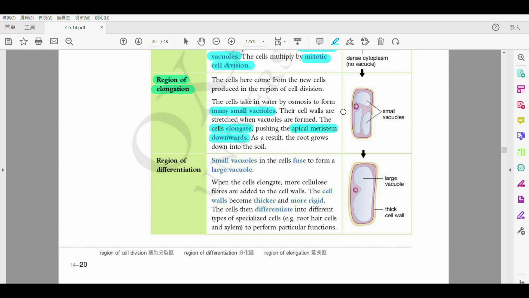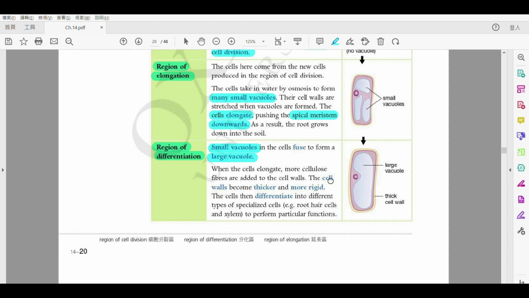Okay? And the last one will be the region of cell differentiation. So cell differentiation means they are becoming different cells. This time, as you can see, the small vacuoles will fuse together to form a large vacuole. And this is the typical plant cell we keep on talking about, right? Okay, so there are some more features you would like to know, like the cell wall is getting thicker, they're getting more rigid, okay, just like any plant cell.